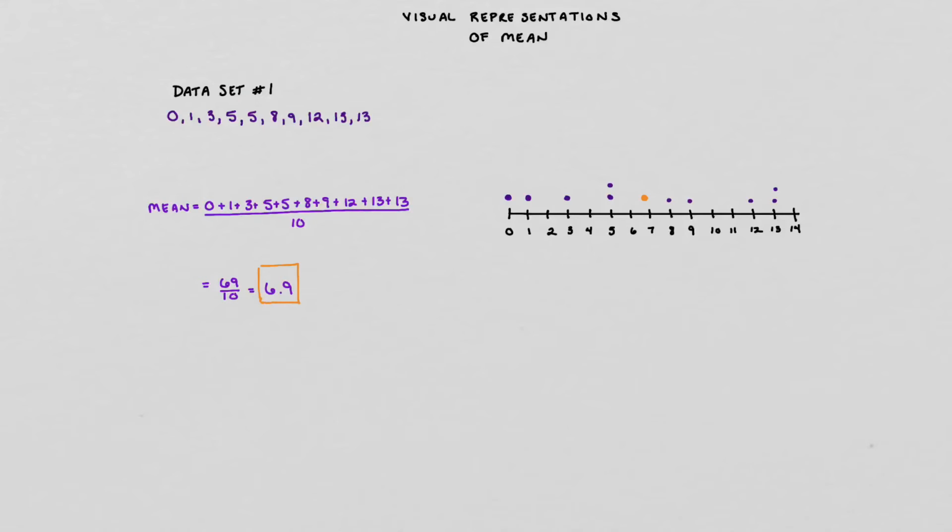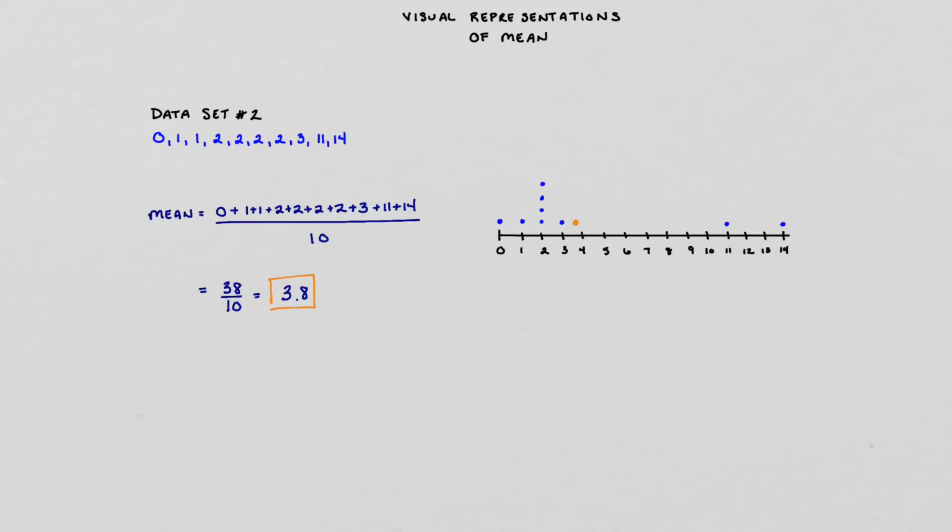I also wanted to take a moment to show you what this would look like visually. So say we have the following data set: 0, 1, 3, 5, 5, 8, 9, 12, 13, 13. And if we calculate the mean, we would end up getting around 6.9. In this case, we can see, as I have it highlighted with the orange dot, our average or our mean is going to be balanced in the middle. If you notice, we have the same amount of lower numbers as we do larger numbers. So this is why that mean, or that orange point, is situated in the middle.